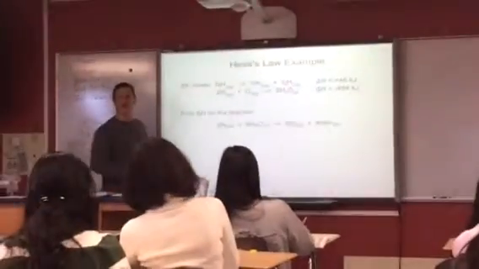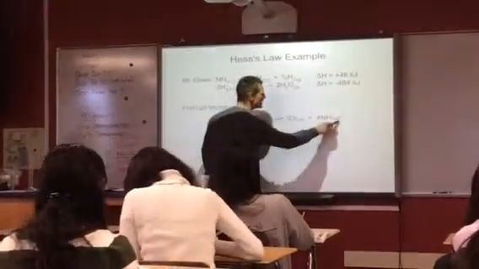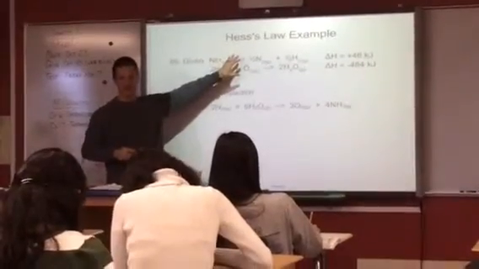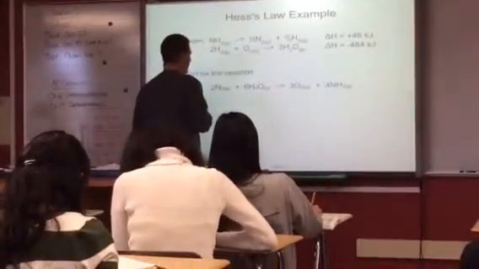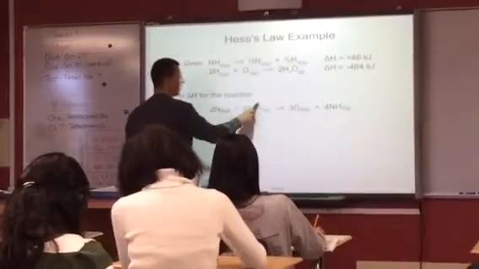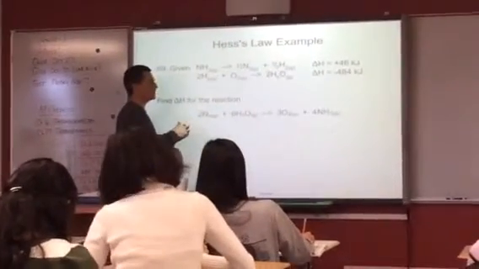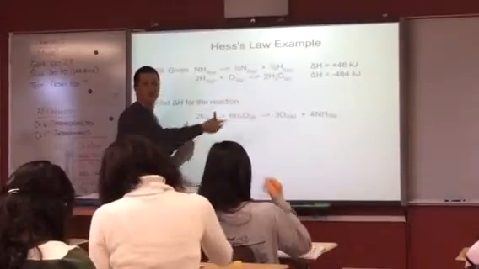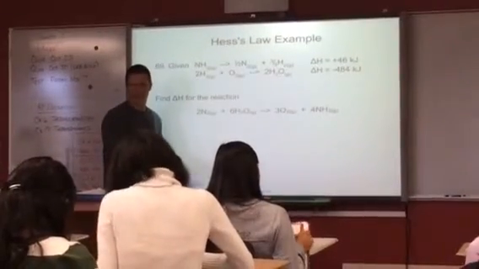Wait, no. Okay, let's do this one. Here's our target. This is what we want to find the delta H for, given the delta H of these two reactions. So if I want N2 and water in the reaction, now the way that I attack these problems, I just look at the reactants. I try to get the reactants to look the way they should and then hope that the products turn out correct.